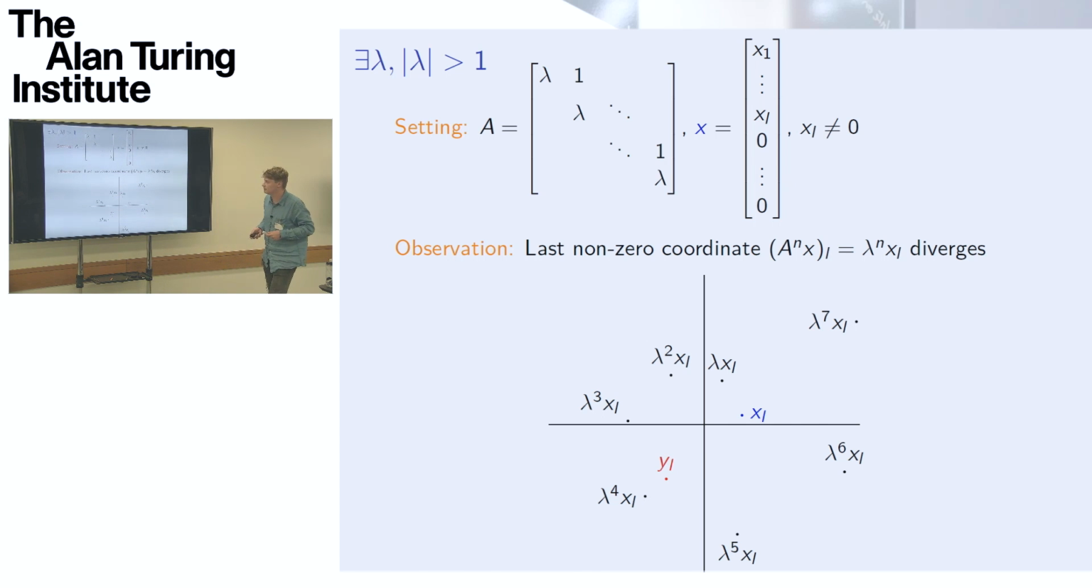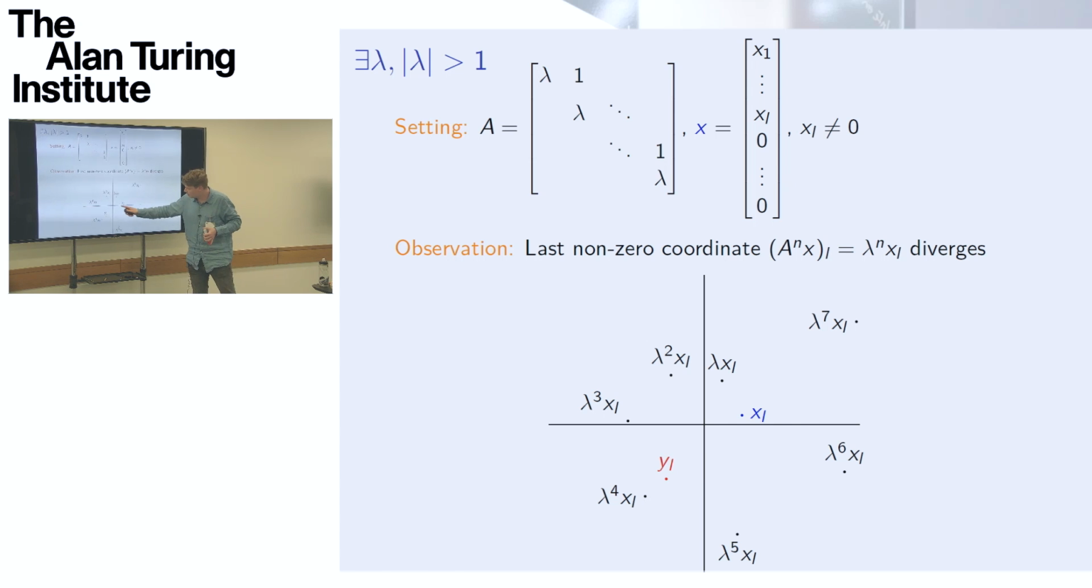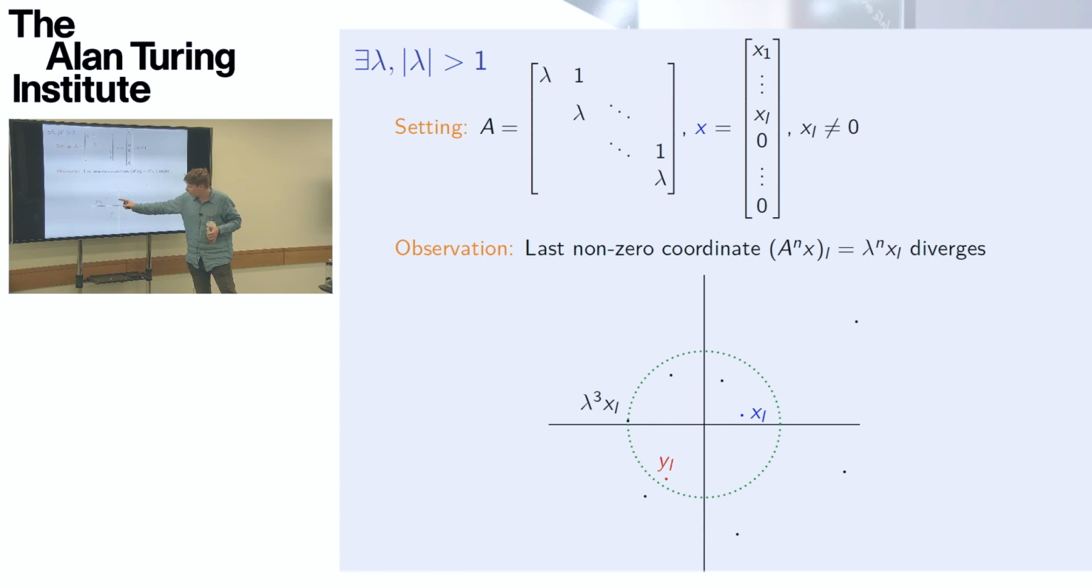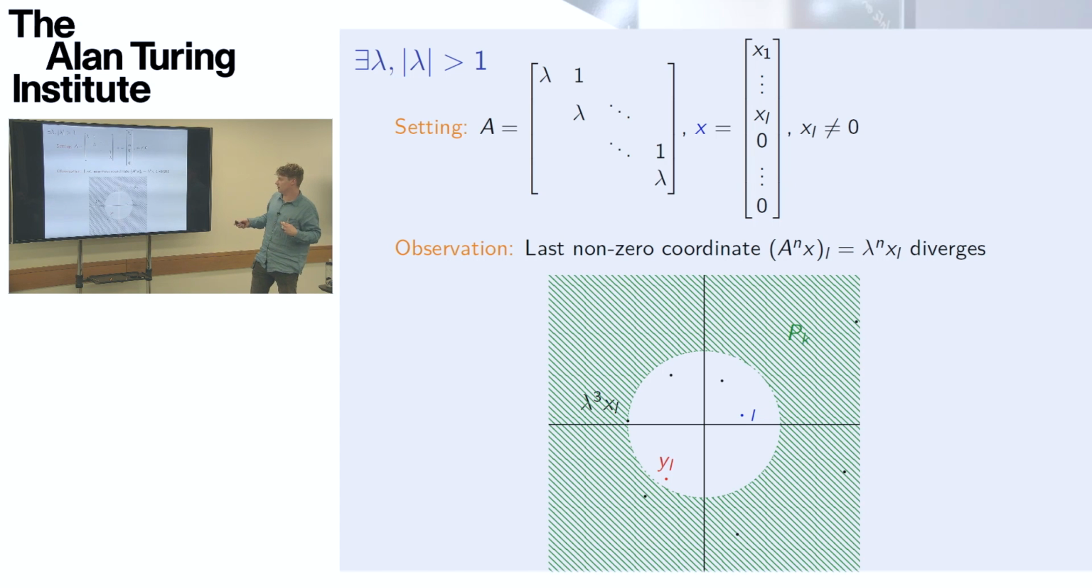This is the L coordinate of the points of the orbit. And then it grows and goes around. So at some point, it gets bigger in norm than YL. Yeah, so when I look at the 4th point in the orbit, it's already bigger in norm than Y. So I can just take P to be all points that are bigger than this one.